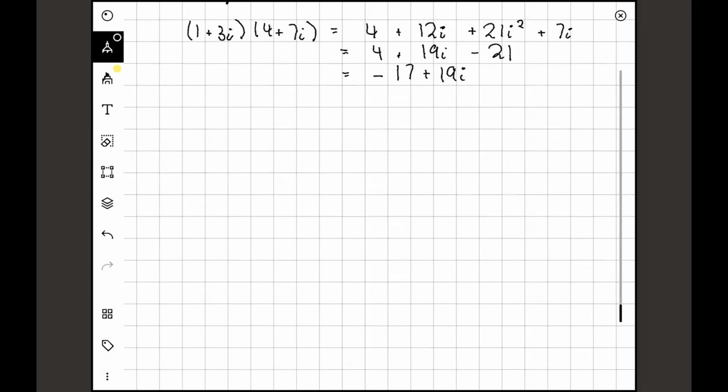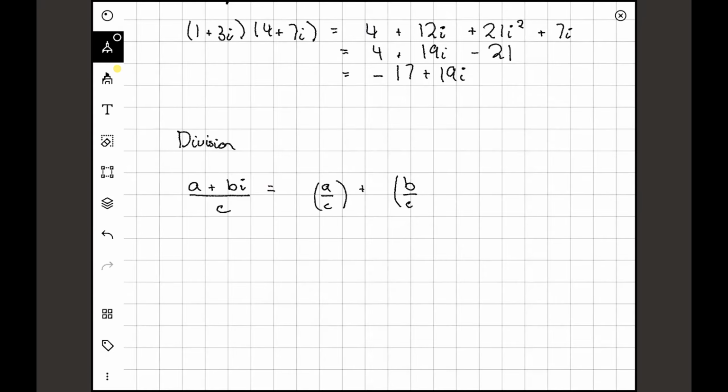Now finally, we can talk about division. We'll start by talking about something simpler. We'll do a plus bi divided by some normal number c. And this is just going to be a over c plus b over c times i. So, for instance, 9 plus 3i, all divided by 3, is just going to be 3 plus i.